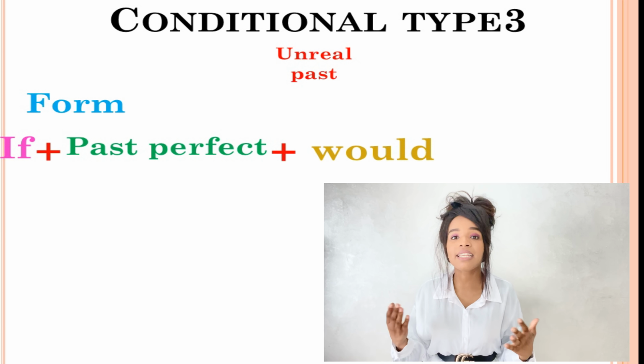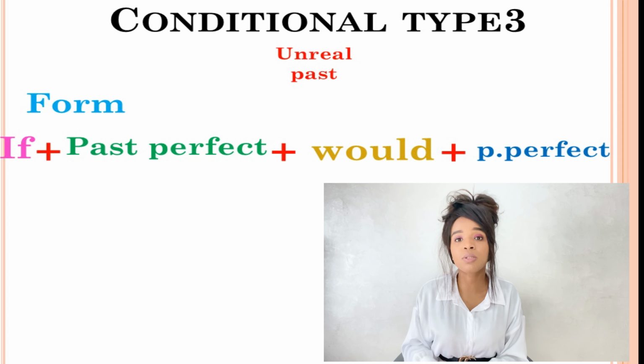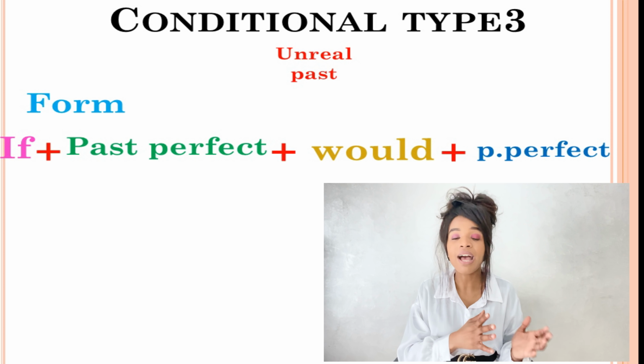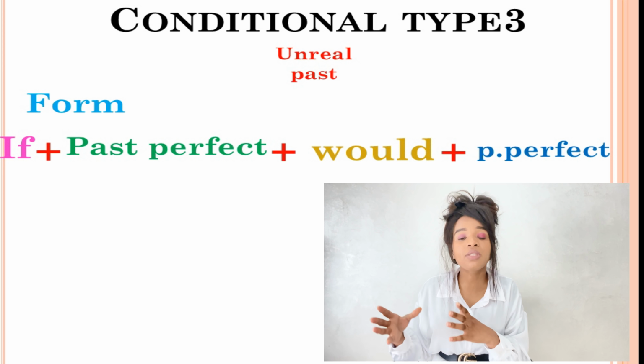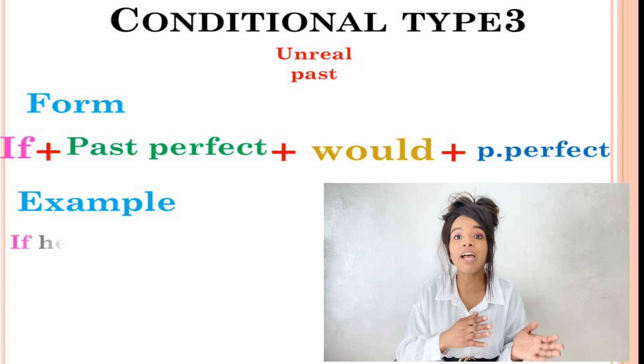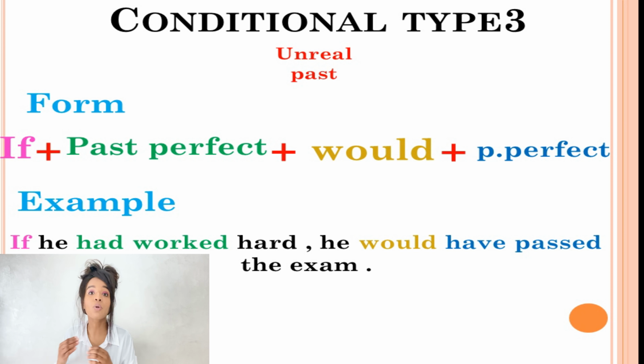Okay, so let's take an example. For example, if I had worked hard in the exam, I would have got a good mark, or I would have passed. So if I had worked in the exam really hard, I would have passed the exam. So if I had worked hard, I would have passed the exam. Now, what's done is done; I didn't pass. But if I had worked hard, I would have got a good mark and passed. So if I had worked hard, I would have passed the exam.